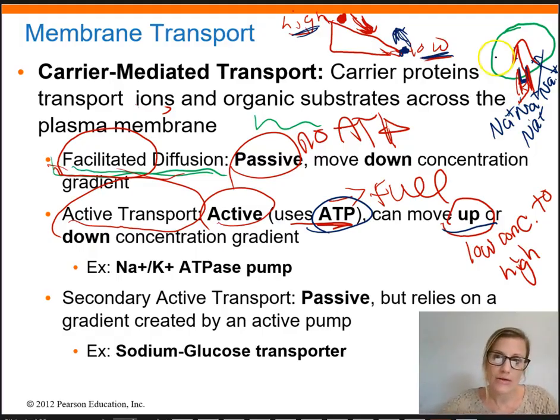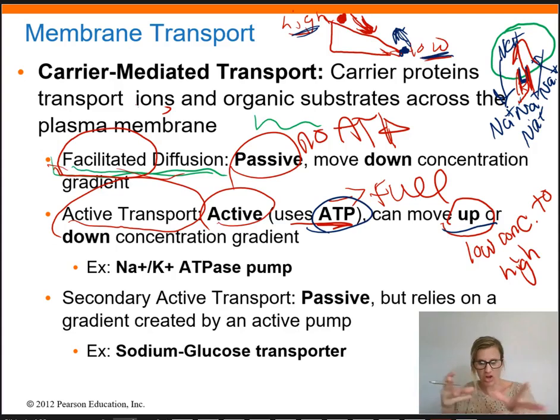If this cell was going to pump sodium, right, say there's 1 sodium inside the cell. If this cell was going to pump it out, it would have to use energy to do that because it's pushing it out to where there's already a ton. It's like pushing all of those little sodium together in one tiny little group, and that takes energy. You've got to work to make that happen.